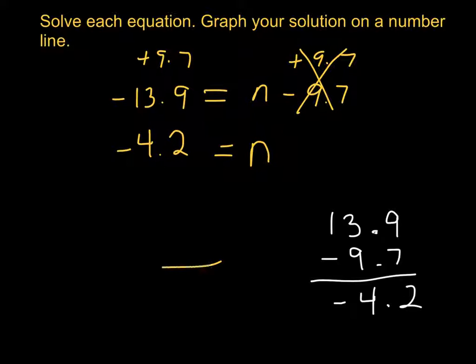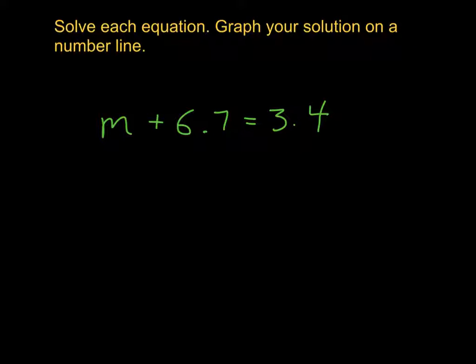Now if I graph that on a number line, here's what I would do. So 0 would be here, so negative 4 I could put here, and negative 5 I'm going to put right here. And I know that negative 4.2 is in between negative 4 and negative 5, and it's closer to negative 4, so that's how I would show it on a number line.